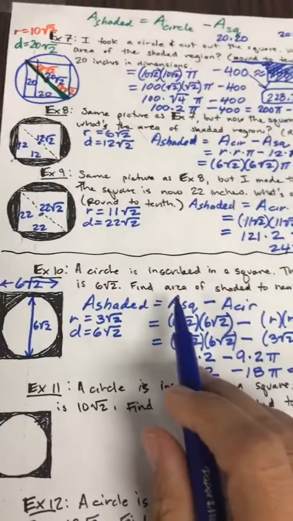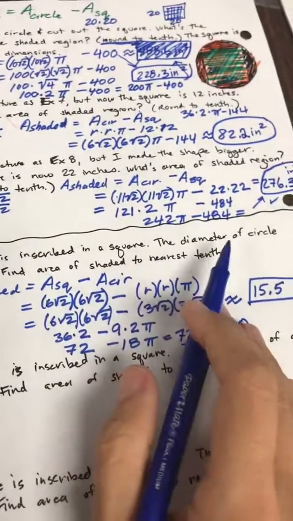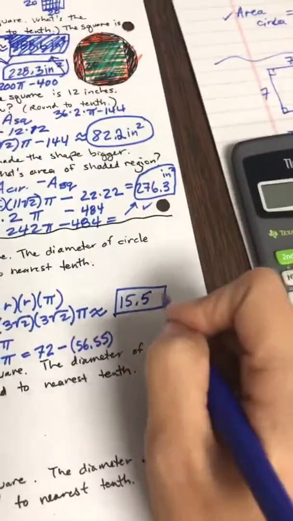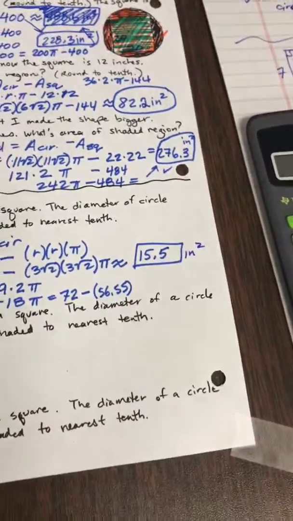Now I found an area, and I don't see units, so I'm just going to say inches squared. I don't know if this is inches or feet. Okay.